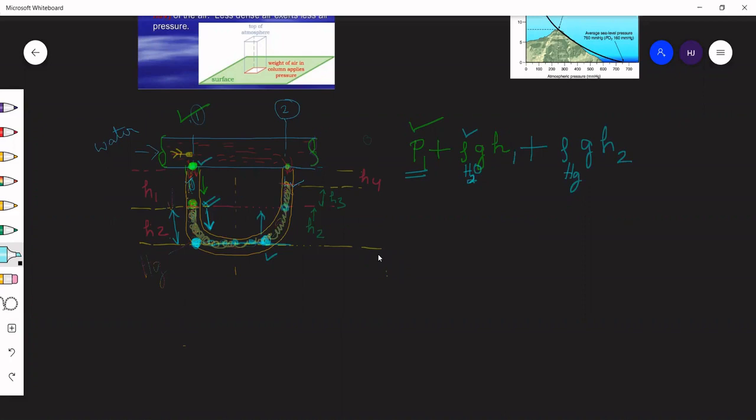Same H2 distance, H2, but I'm moving up. Now what will happen to my pressure? When I'm moving up, it decreases. Decreases means minus. So again, rho g h, same formula I will use. But whether it will be water or mercury, when I'm moving from this place to this, it is mercury. So I'll write mercury.